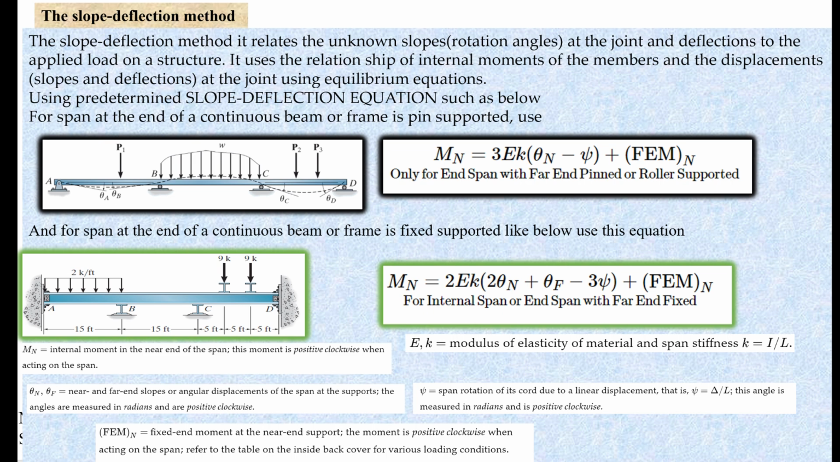However, in our case, because both ends are fixed, we're going to use this other equation, which is M_N equals 2EK times 2 theta near plus theta far minus 3 psi, plus the fixed end moment. Once we have these equations and an equilibrium equation, all we have to do is substitute, find the internal moments, and then we can find the reactions and solve the problem. So what is the fixed end moment?